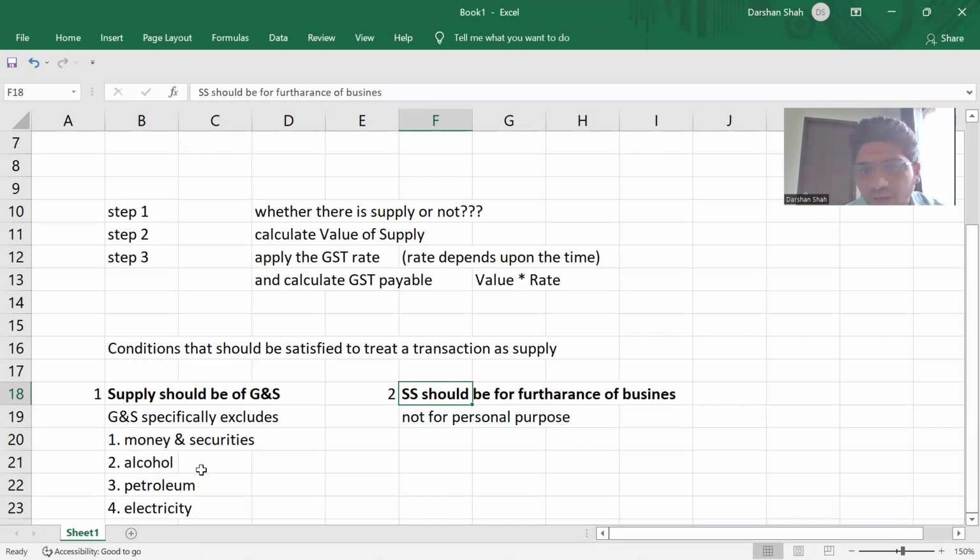I'll take one more example because someone was having a doubt in furtherance of business. So I'll give one more example to clarify this. Let us say that I am a person who is engaged in the business of providing consultancy. I am a chartered accountant. My main business is providing consultancy. Now I am going to sell a second-hand car. I have a car with me and I want to sell it second-hand. So I sell that car to Aditya for, let us say, 2 lakh rupees. Should I collect GST on 2 lakh?